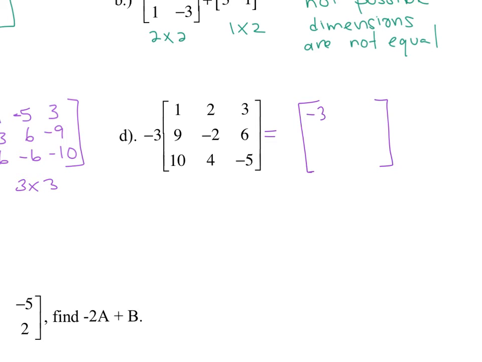So the top row there would be negative 3, negative 6, and negative 9, negative 27, 6, negative 18 in the second row, and then in the third row, negative 30, negative 12, and 15.